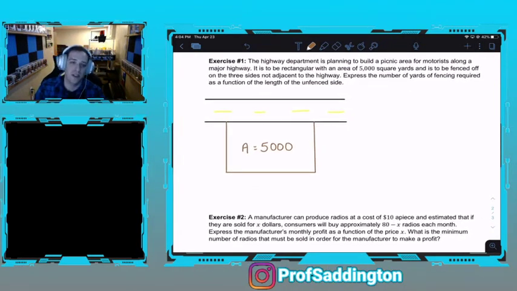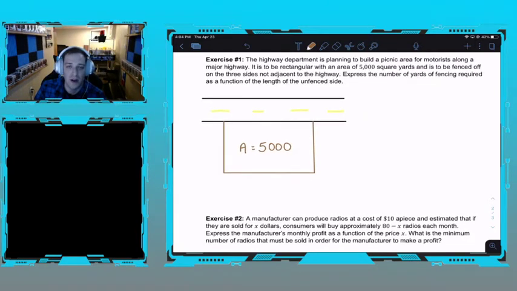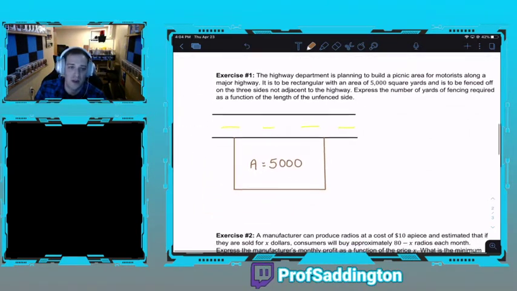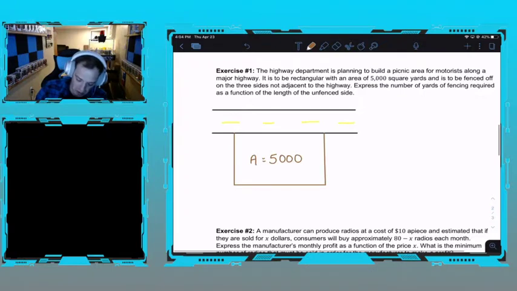Now, we don't know the sides of this rectangle. However, we do know that opposite sides of a rectangle are the same. So what I'm going to do is I'm just going to call this X. I'm going to call this X. And then I'm going to call the bottom Y because it's a different length.